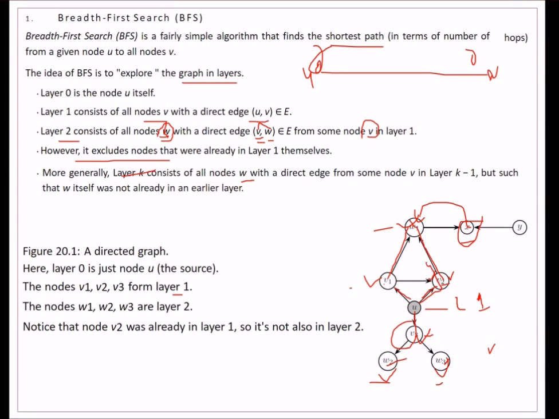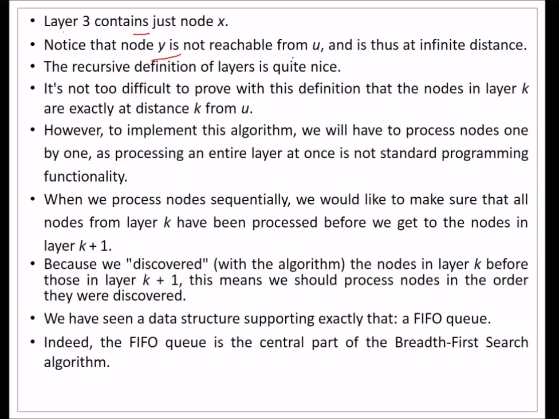This is a directed graph, this is a direction, this is a direction, because we are talking about a directed graph. But this is a direction from Y to X, so we cannot reach Y from U. So we say that it is at an infinite distance, and this is the recursive definition of layers. We recursively find various layers.